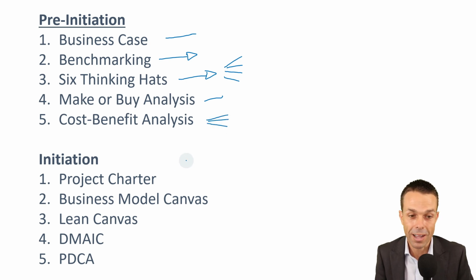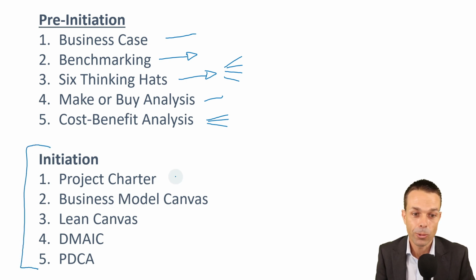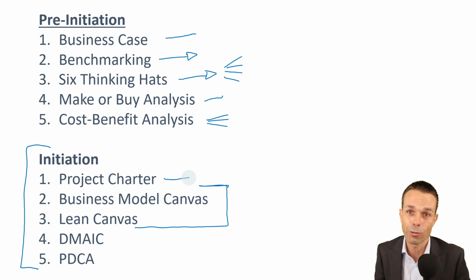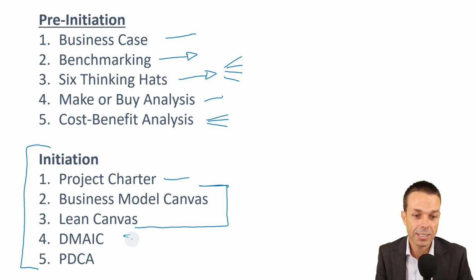And then once we've done that, there's a few different ways we can initiate our project. We can do it with a project charter, which is sort of a universal way. The business model canvas or the lean canvas, these two things are similar to a project charter, used more for startups. And then we've got Six Sigma or DMAIC, define, measure, analyze, improve, and control. We can do that on a one-pager as our project charter again.